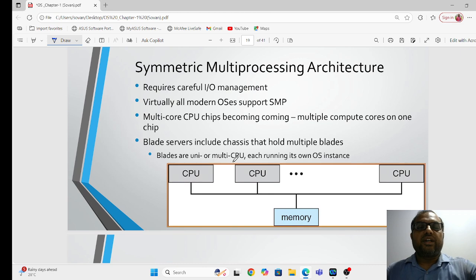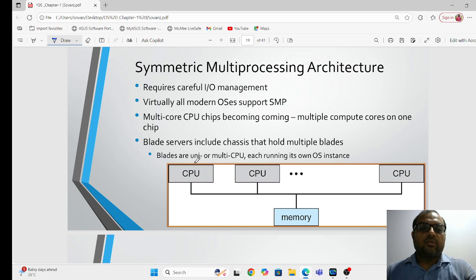Now the symmetric multiprocessor architecture. Here, n number of CPUs are connected to one memory, that is, the memory in shared mode. Now how is it managed? It is also called a multi-core CPU chip. In a multi-core CPU, there are multiple cores on one chip. So that is a shared mode.